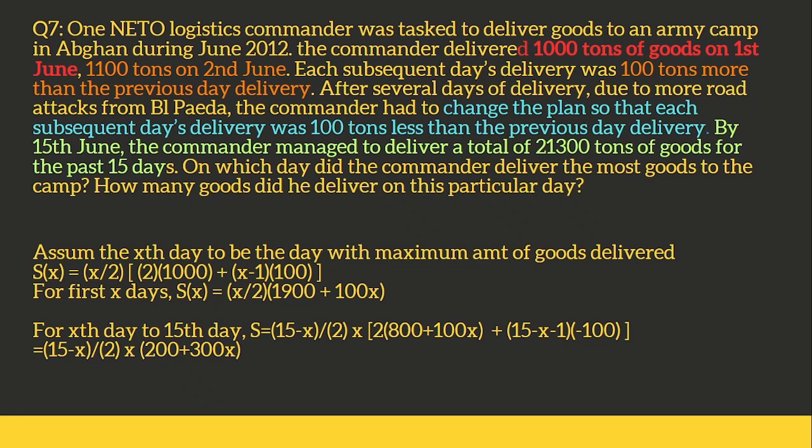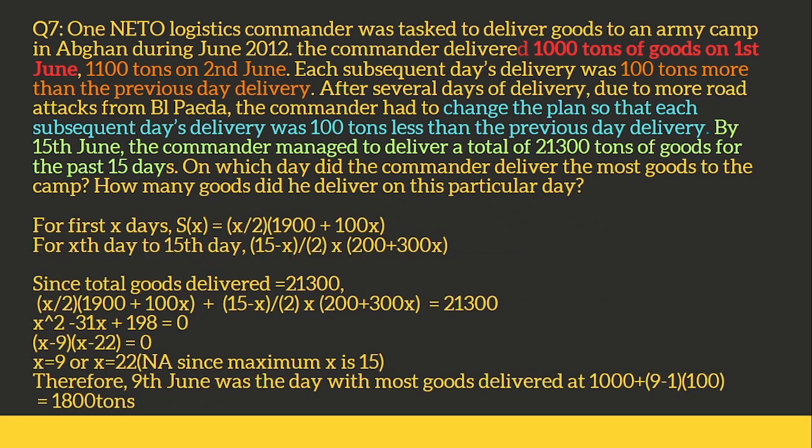So the number of terms will just be (15 minus x) divided by 2, times 2 of 800 plus 100x, whatever that x may be. That's our initial term, which will be the first day, or the day with the maximum of goods, plus (15 minus x minus 1), which is the number of remaining terms, times minus 100. All that will equal (15 minus x) over 2 times (200 plus 300x).